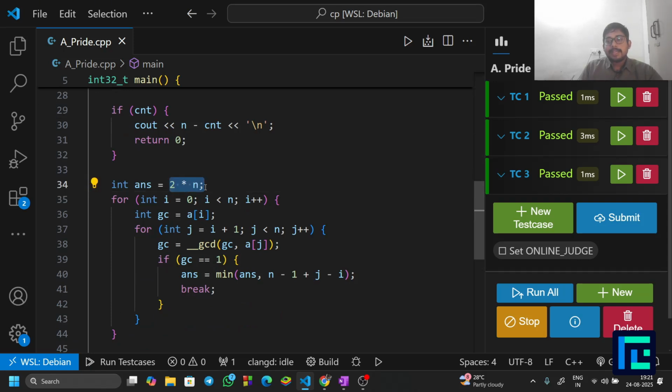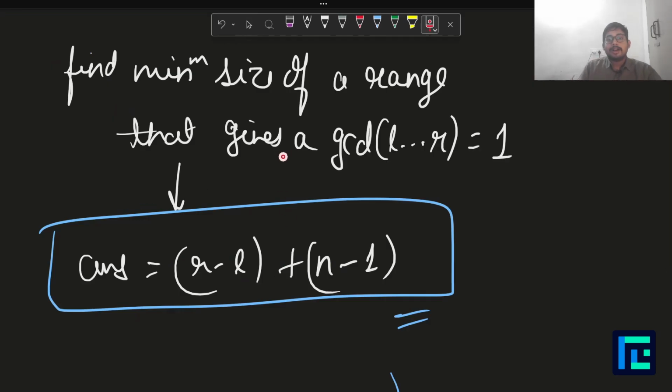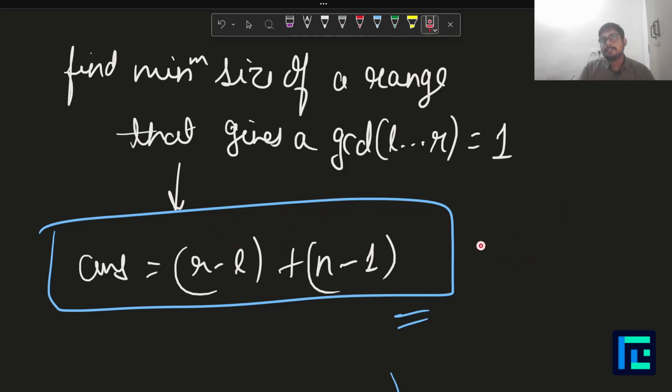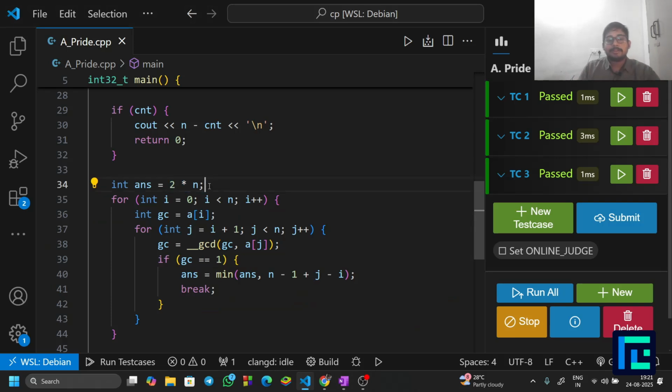So at max, you would take the GCD, the range would be from the whole from 1 to n. So if that is the range, that would be n minus 1 plus n minus 1. So at max 2n minus 2 would be the maximum answer that you can get. So we take some upper bound like 2n, or you can also initialize it with some very big value like infinity, 1e9, etc. Now whenever we get some valid answer, we'll minimize this answer.